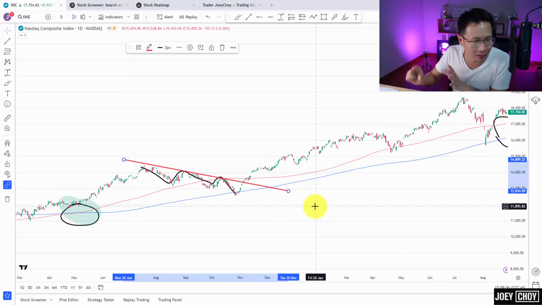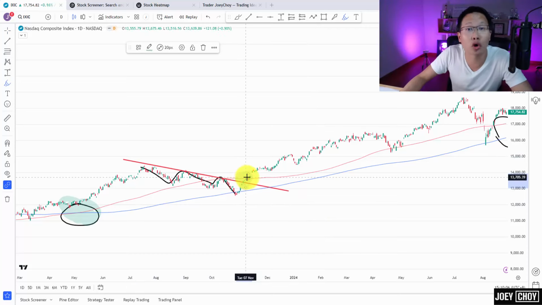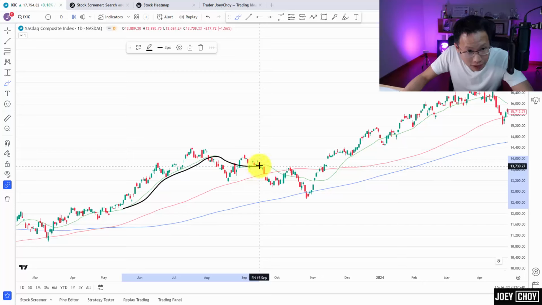Saw a bit of short-term selling for about 3 months, and then we kind of broke above the channel, flattened out a little bit, then pointed down, even more down.